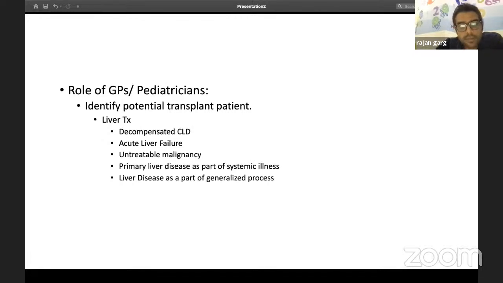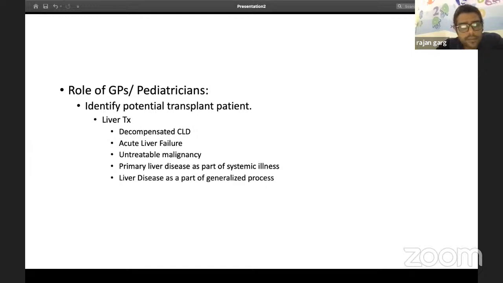Then third is untreatable malignancy. By the word untreatable, I mean it's unresectable, because hepatoblastoma is the common malignancy in kids, and it is involving both the lobes of the liver, or it is involving the inferior vena cava or part of the kidney, or there is a thrombus, anything can be there. So untreatable malignancy is one which is not treatable just by surgery alone, like a hepatectomy.